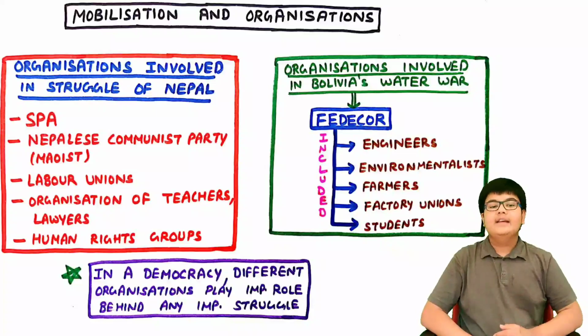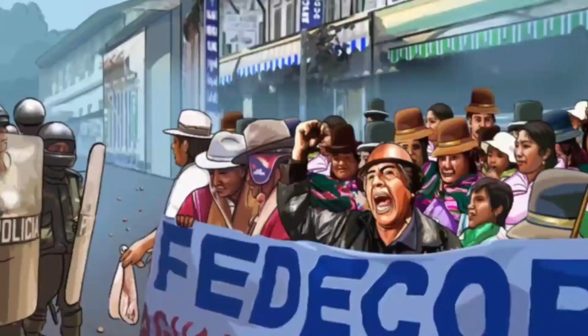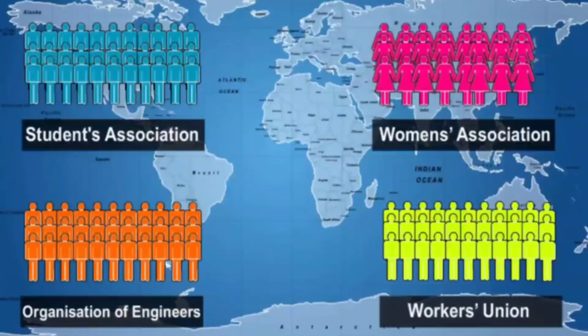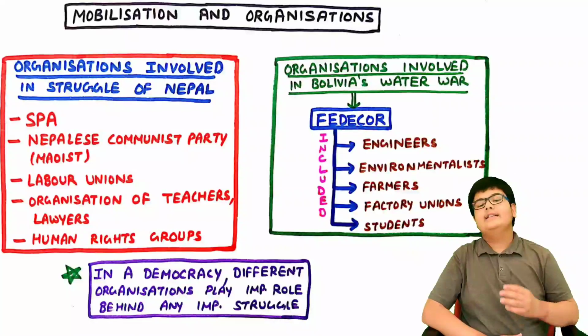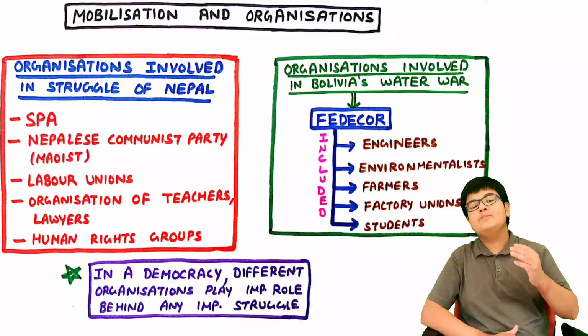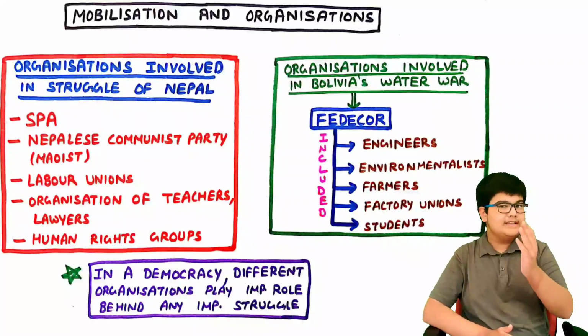And similarly, many organizations involved in the Bolivia's water war were FEDECOR, which included all the engineers, environmentalists, farmers, factory unions and students. So in this way, in a democracy, different organizations play a very important role behind any important struggle, as you can see in both these examples.